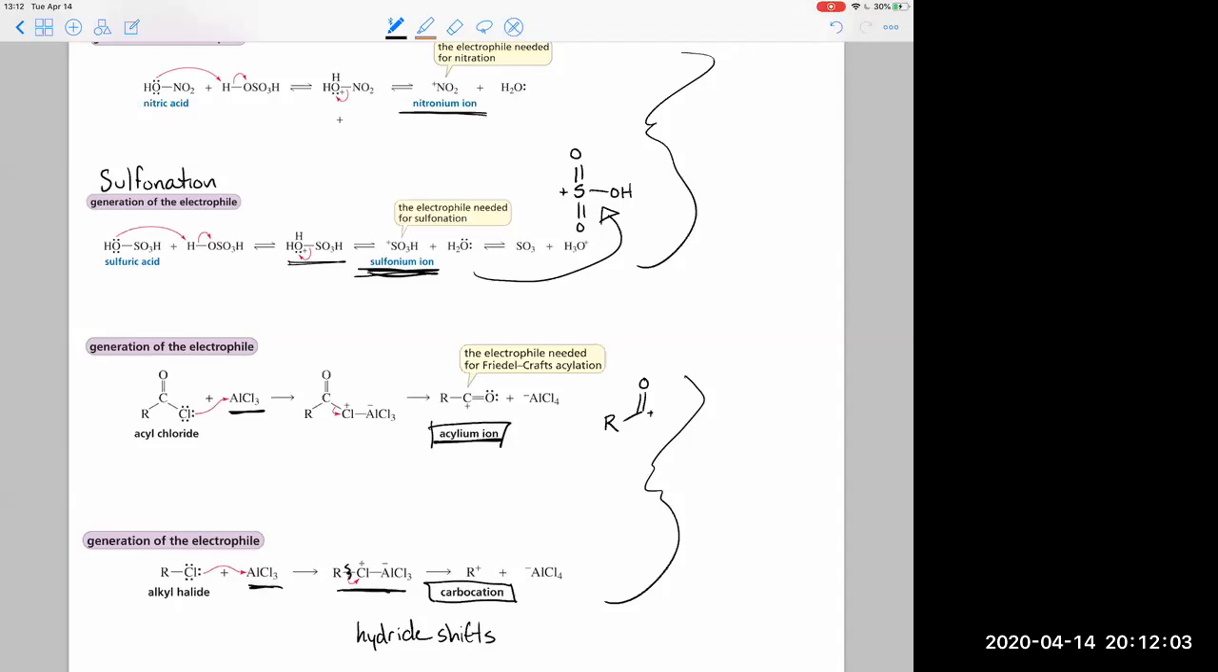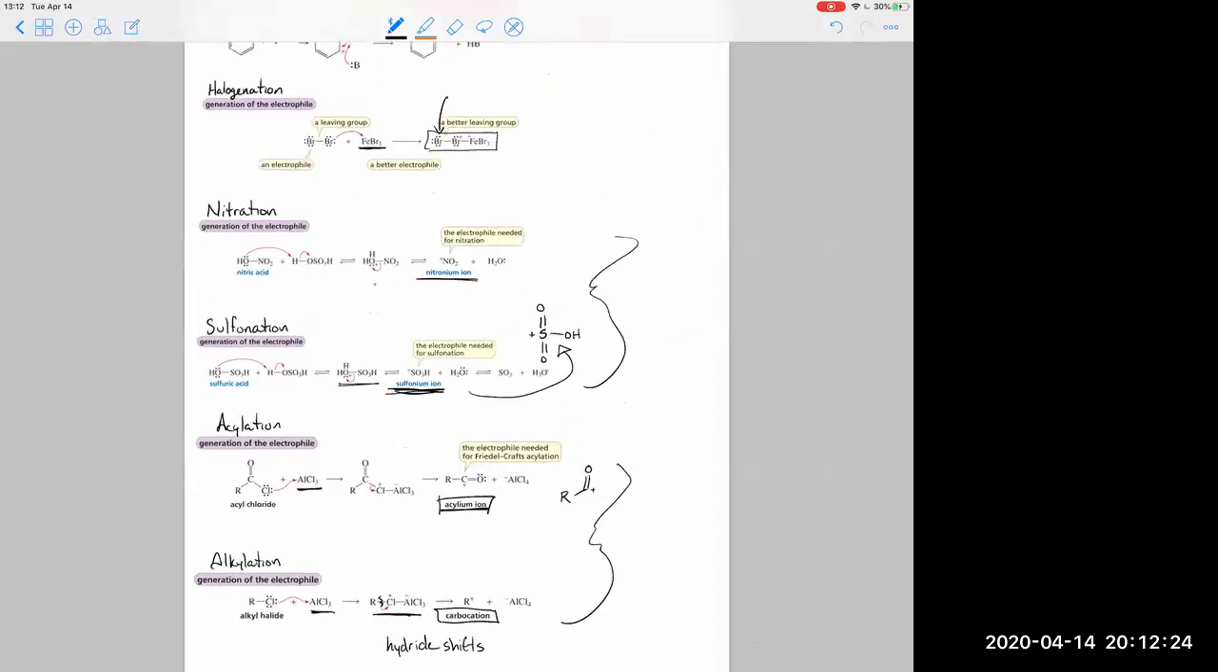Okay, so this is just a good summary of what we did, so these would be acylation and alkylation. Okay, so this is just a summary of these electrophilic aromatic substitution reactions. That's what we did last time when we sort of kicked off chapter 18.